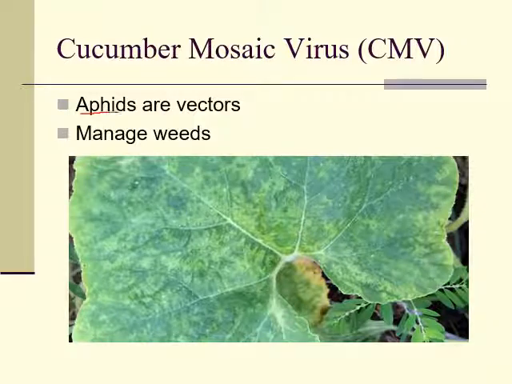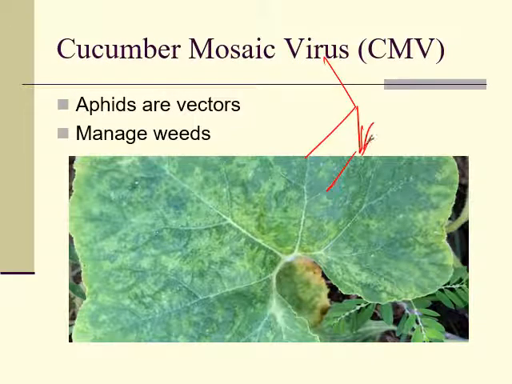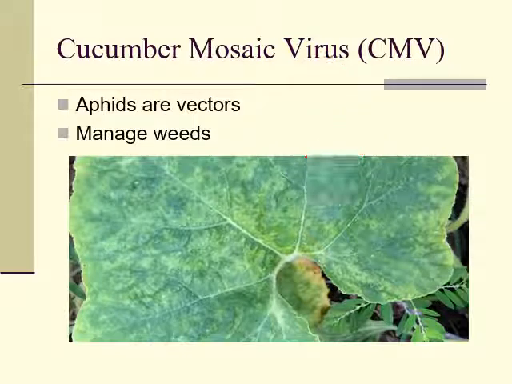But aphids are big vectors for CMV, and you definitely got to manage your weeds because aphids don't really like cucumbers that much, but they love weeds. So in greenhouses, sometimes around the exterior of the greenhouse, you might get grass tufts growing. Those have to be removed. You need a weed-free barrier around the perimeter of your greenhouse to keep aphids at bay.